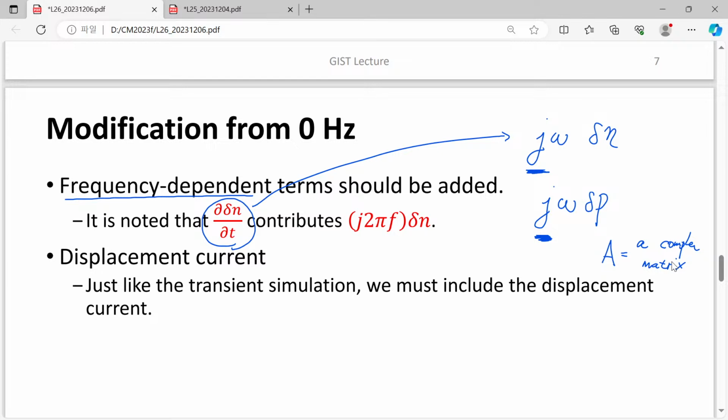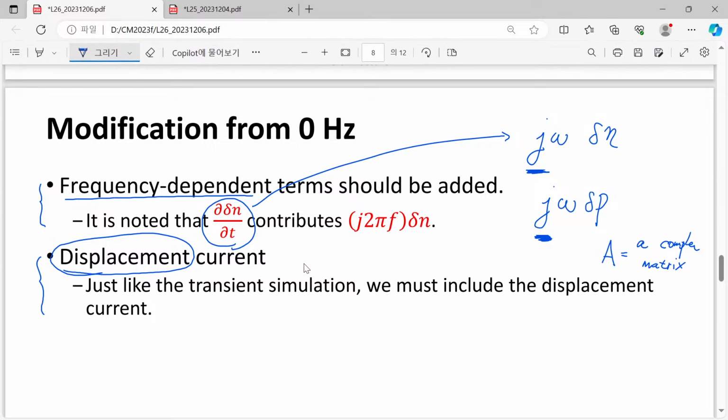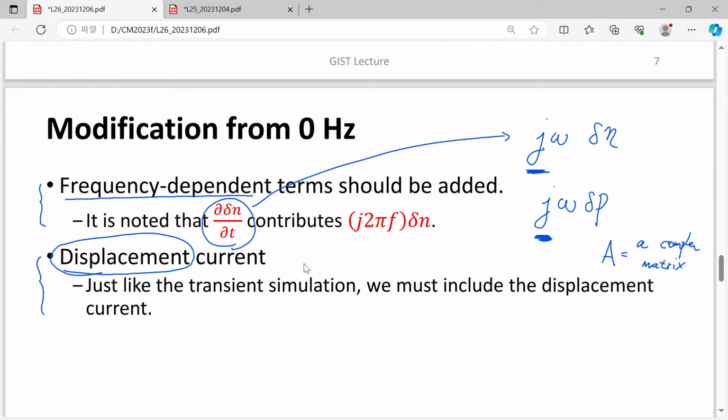And I think that's it for calculating the solution. However, one caution is when you calculate the terminal current, you must consider displacement current. Please note that previously, even for transient simulation, you have considered displacement current. So therefore, you must also consider it. The form of displacement current is simply given by this form.